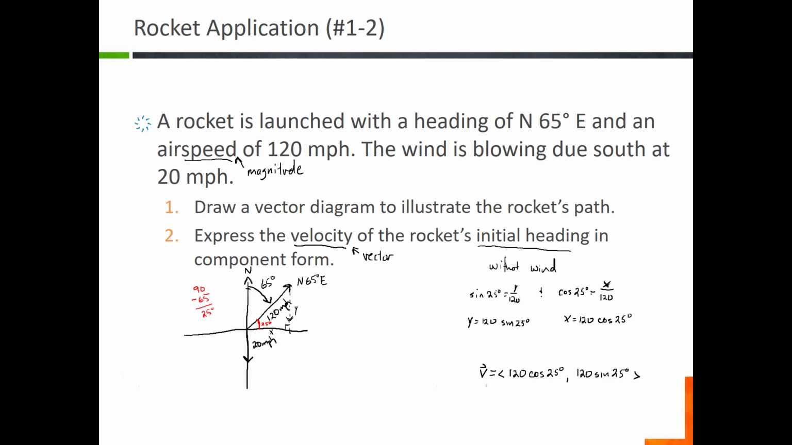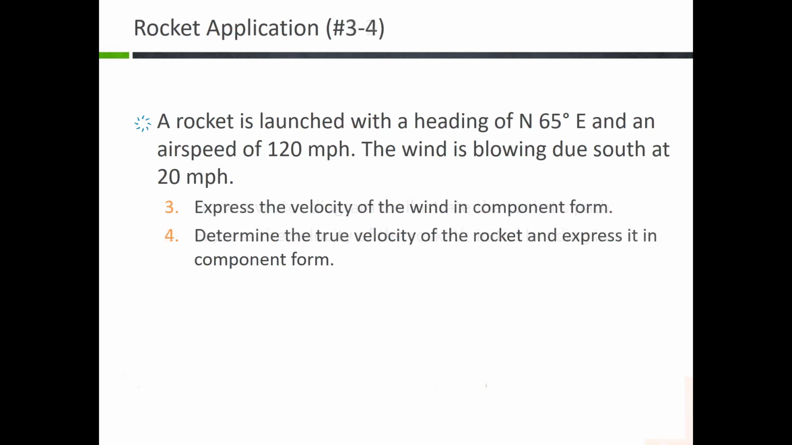Where did the 120 come from? Remember, the 120 is the magnitude, it's the speed of the rocket. Where did the 25 degrees come from? Well, that's the angle inside our triangle. It's not the 65 that we deal with, because the 65 would represent a triangle up on the top, and that's not what we're trying to find. We want the bottom. We want the horizontal and vertical components. So we now have the velocity of the rocket's initial heading.